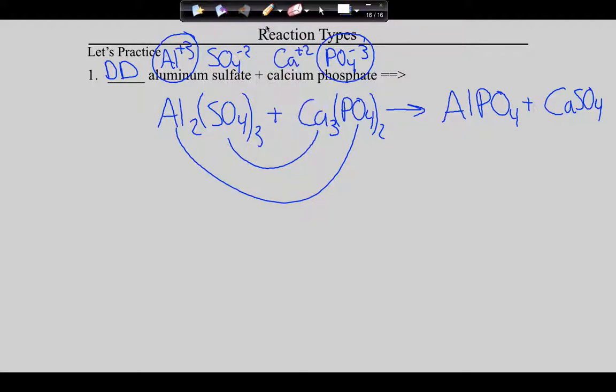So here we go. 2 aluminums, 1 aluminum, so we need a 2. 3 SO4s, 1 SO4, so we need a 3. Now we've got 3 calciums, conveniently 3 calciums, 2 PO4s, and conveniently 2 PO4s, and that balances. And guys, that's not a coincidence. That's the way these things work. Because they're reorganizing based on their charges, these things balance relatively simply.